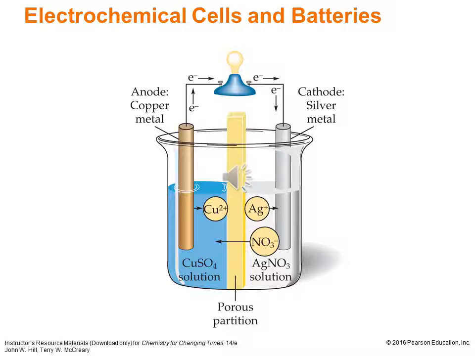keep overall charge neutrality. And again, the reason those nitrate ions can leave is because the silver ions are getting reduced to silver metal. So now we would be building up negative charge if we didn't have the nitrate ions migrating over to the production of copper ions on the left-hand side.